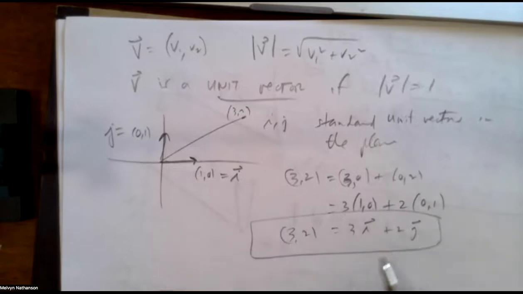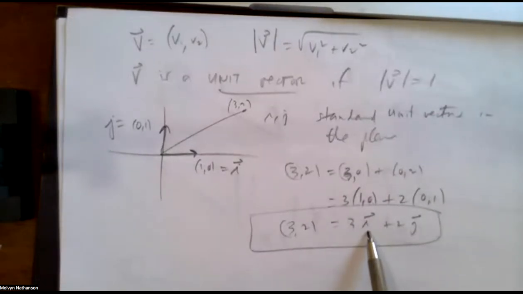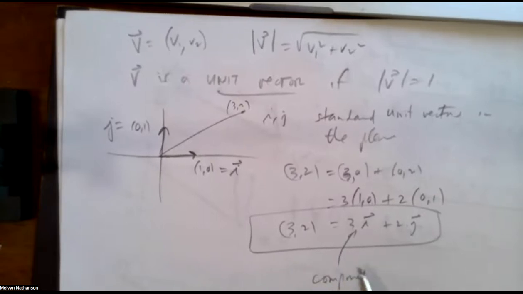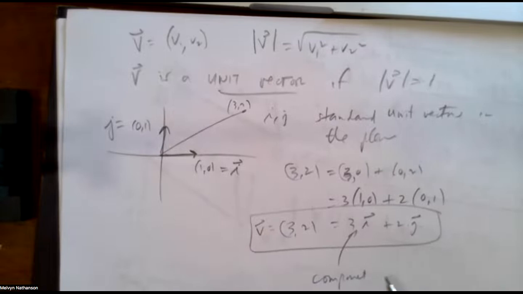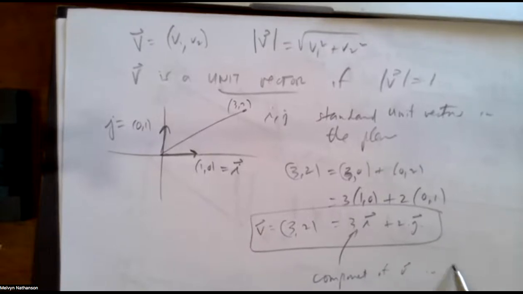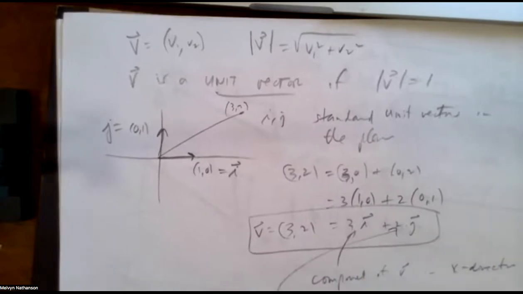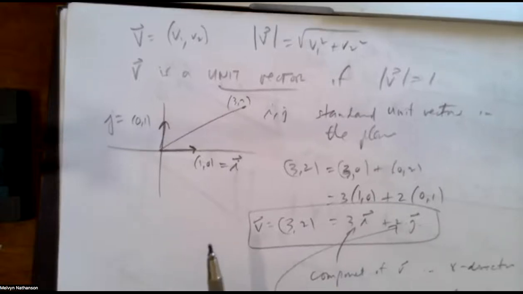So you can write this vector as a combination of a scalar multiple of i and a scalar multiple of j. And this number is sometimes called the component. Let's say this is the vector v. This is the component of v in the x direction. And 2 would be the component of v in the y direction. But you can always decompose your vector in the plane as a scalar multiple of i and a scalar multiple of j.